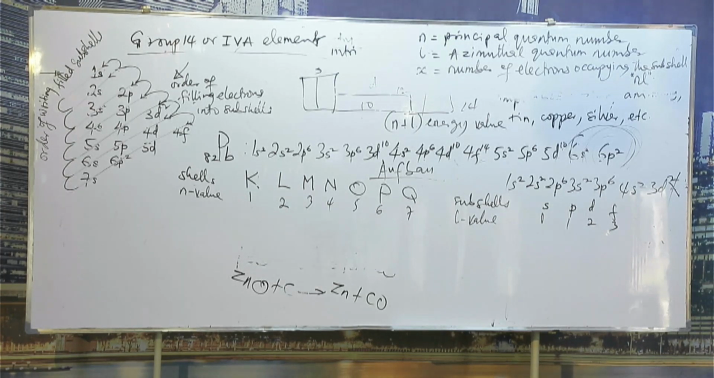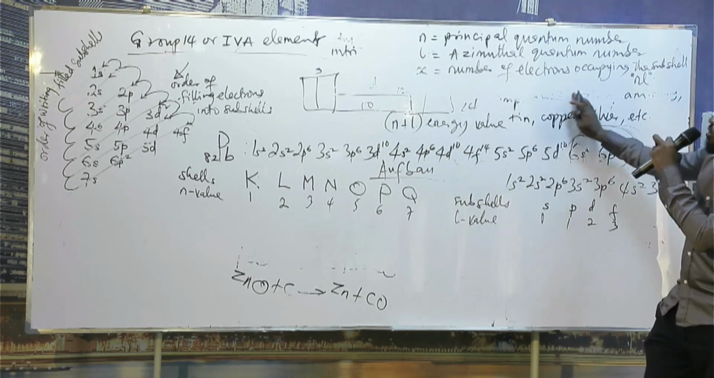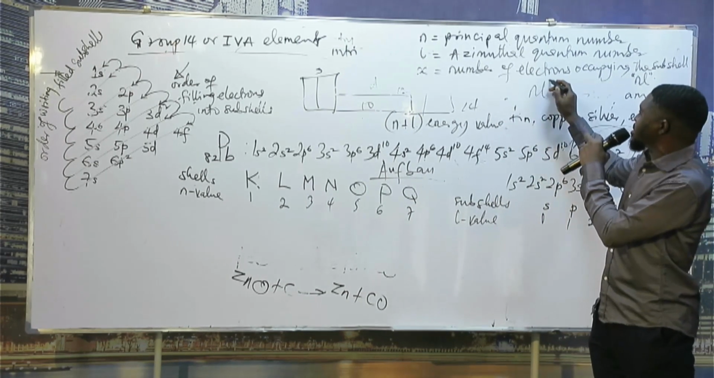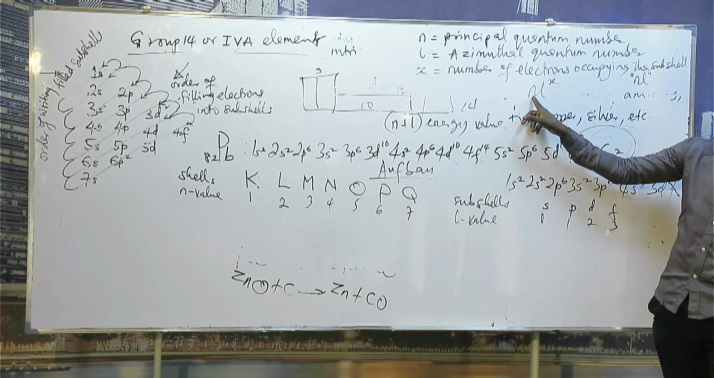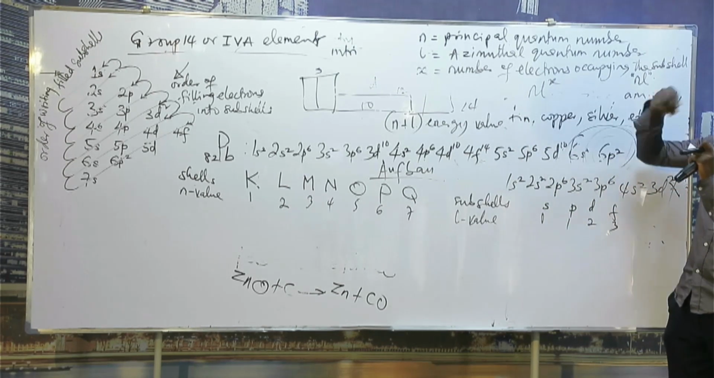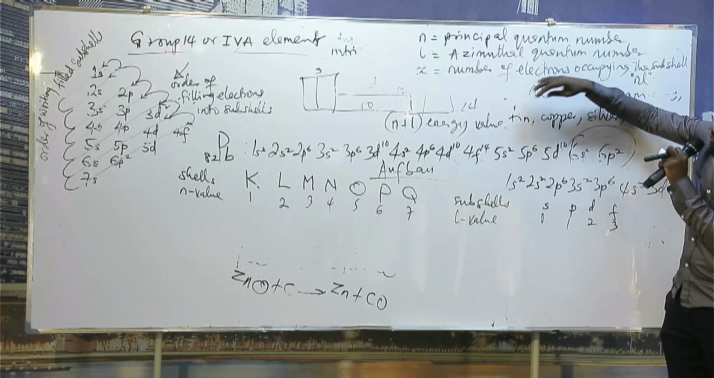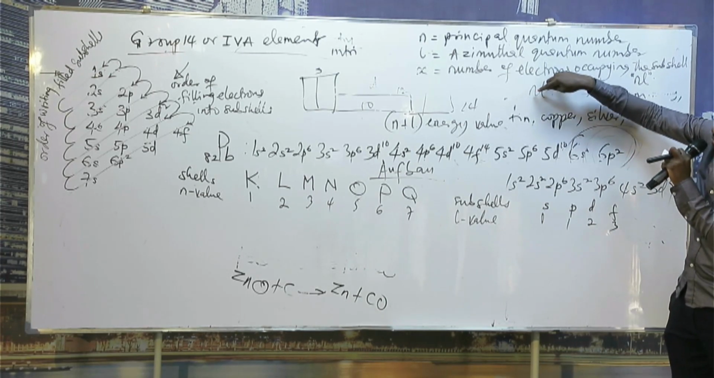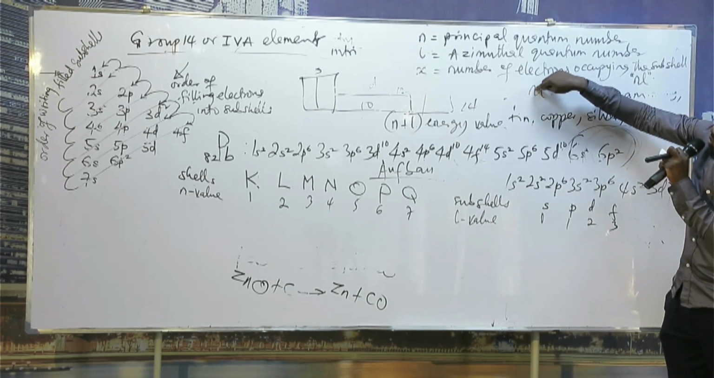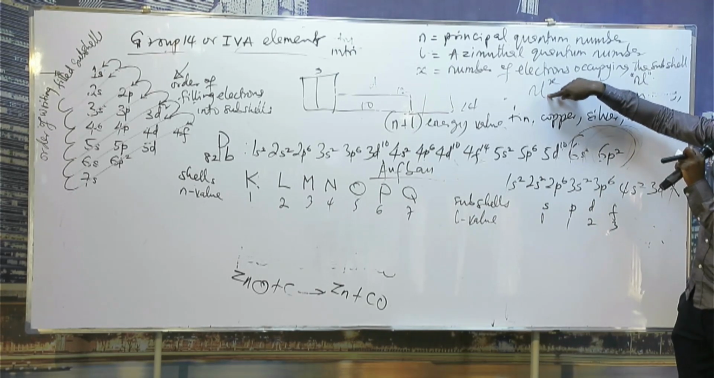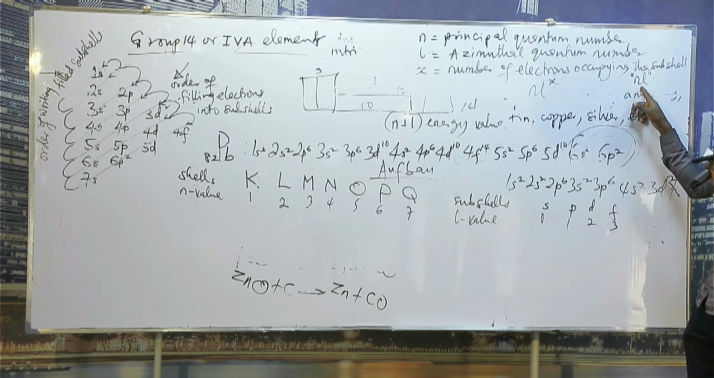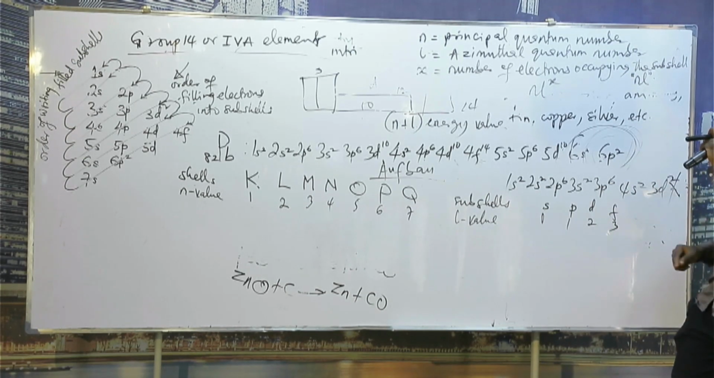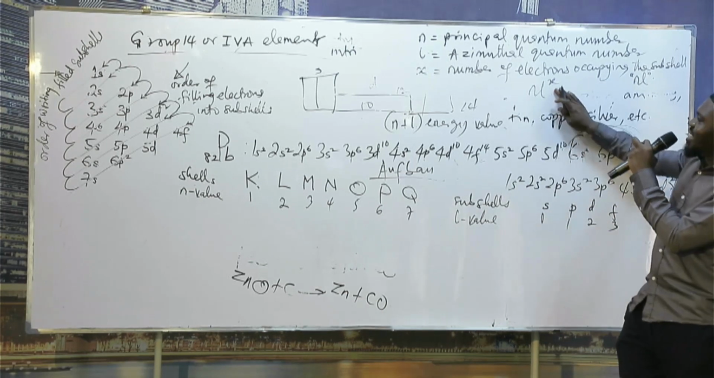Now listen, I want you to pay attention. What do we say that this is? General notation for electronic configuration, right? Now look at this. n is what? Principal quantum number. l is what? x is what? Number of electrons occupying the subshell, right?